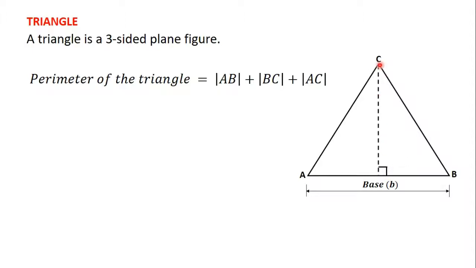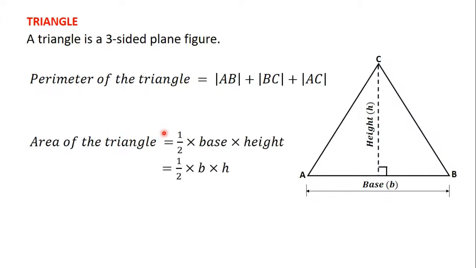We call the distance from C to the line AB the height of the triangle. So for this triangle, AB is the base. Then the perpendicular distance from C to meet the base, which is AB, is called the height.